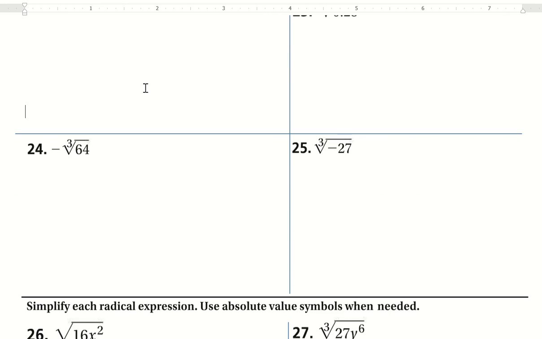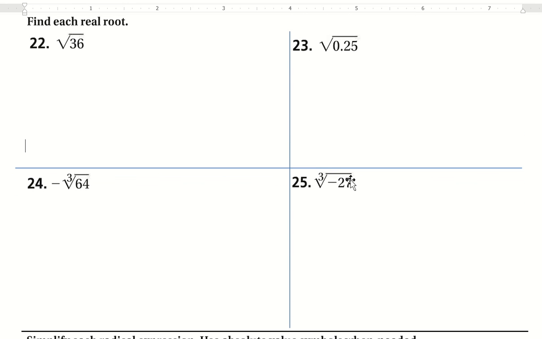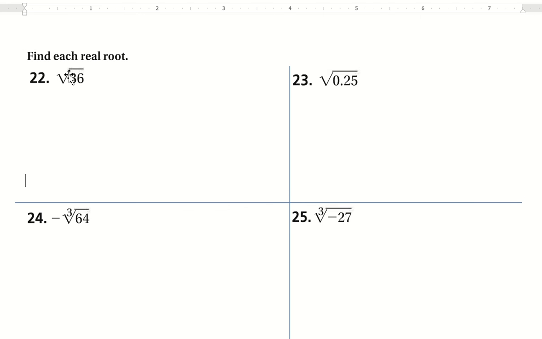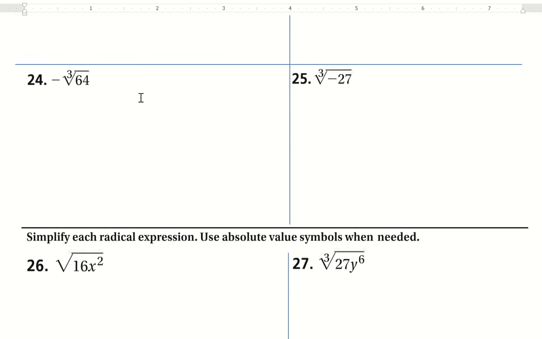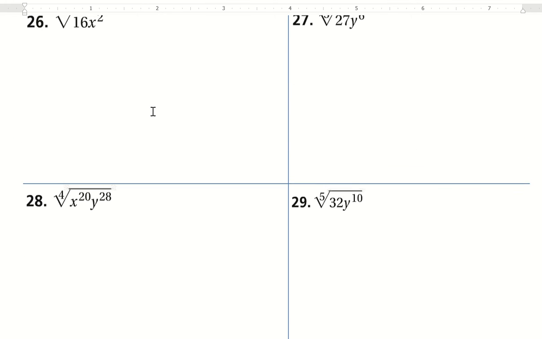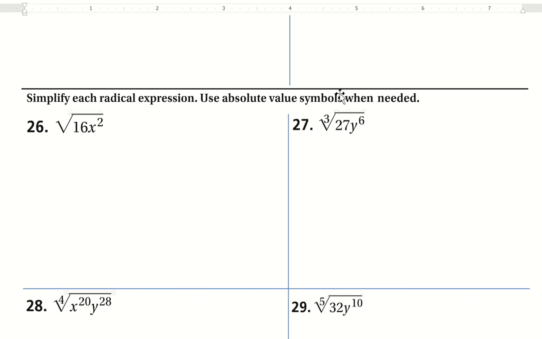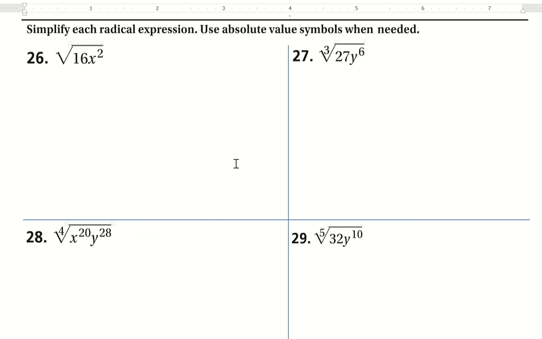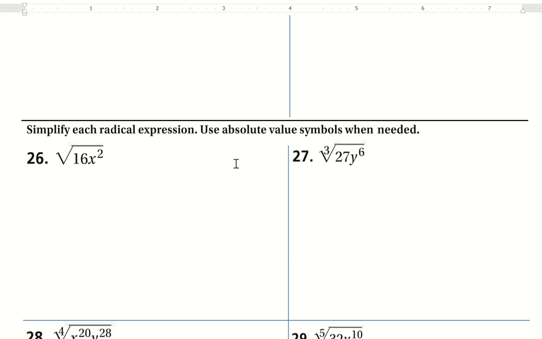And then here, once you start using the radical symbol, you're only going to give the principal root. Spoiler alert, all the real square roots of 36 would be both 6 and negative 6. But the answer to 22 here is just going to be positive 6. And once again, it says here use absolute value symbols when needed, but you can disregard that, and I'm not going to hold you to that. So, all right, that'll do it.